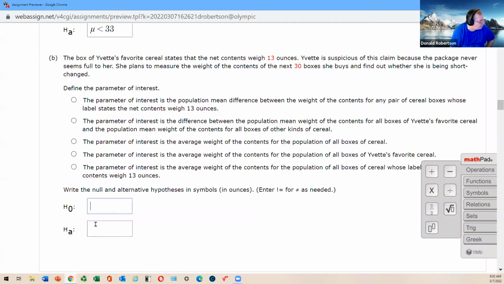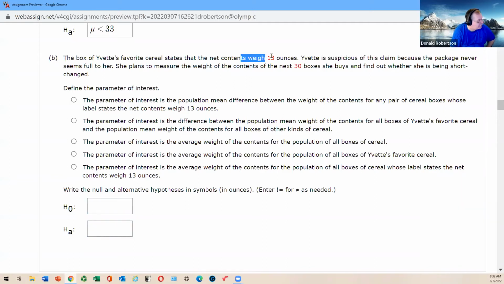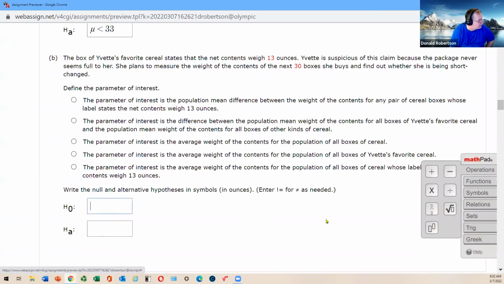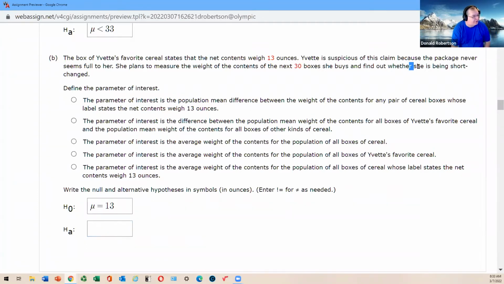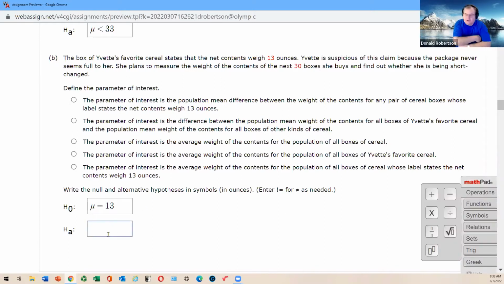So we need a null and we need an alternate hypothesis for her little story. Now, the null hypothesis is going to be that mu is equal to 13 ounces, right? That means she's getting what she should be getting. Now, what does she suspect? Well, she wants evidence to prove that she's being shortchanged. What does that look like as an alternate? Mu is less than 13.